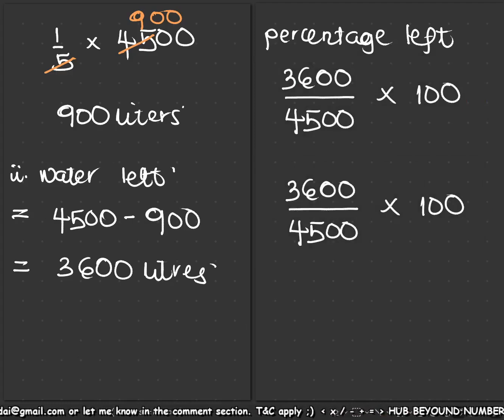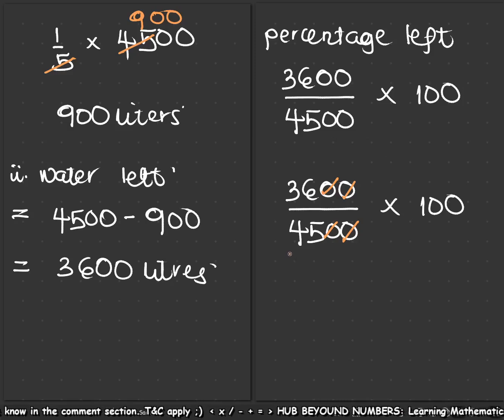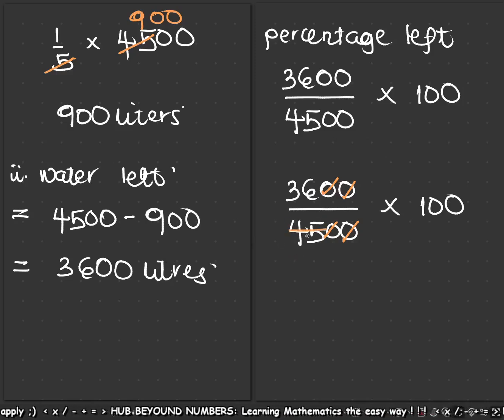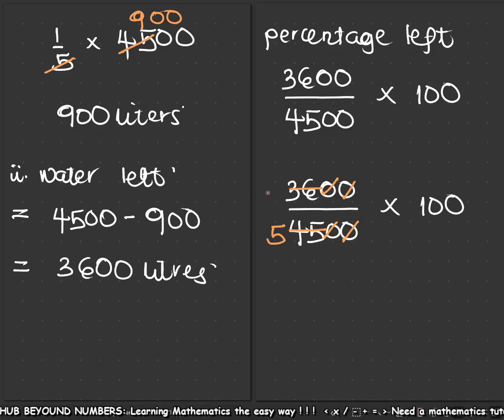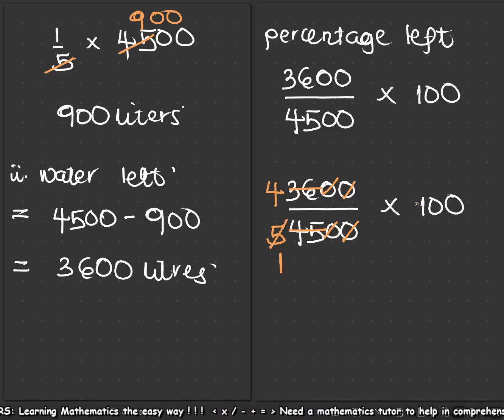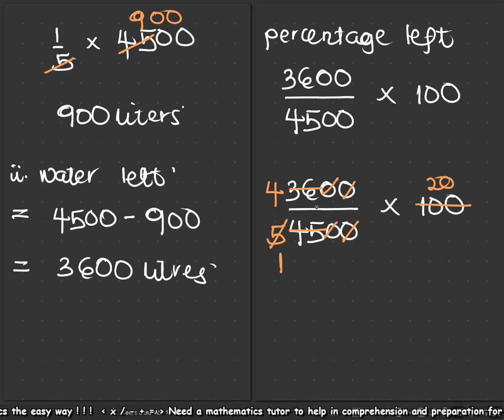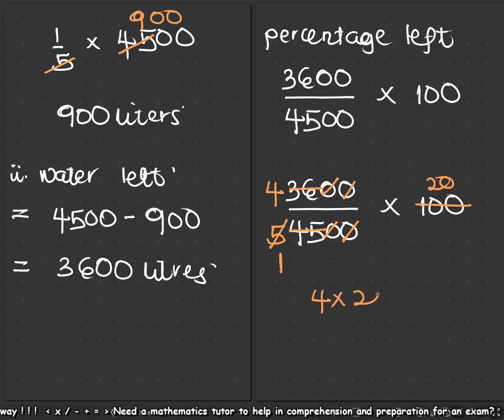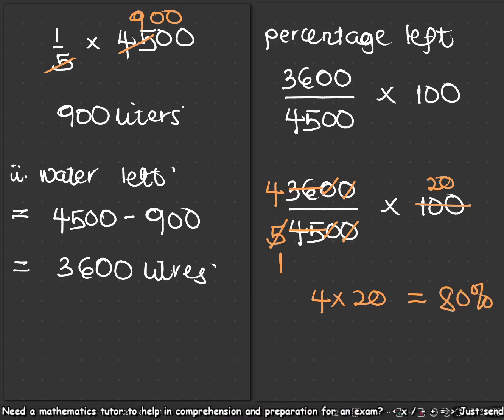You can just do your simplification. So these two zeros here take out these two zeros. And you know your 9 can divide 45. So 9 divides 45 to give us what? 5. And it divides 36 to give us 4. 5 divides itself once, and then it divides 100 how many times? 20. So we now have 20 times what? 4. And 20 times 4 gives us what? 80. That is in percentage.